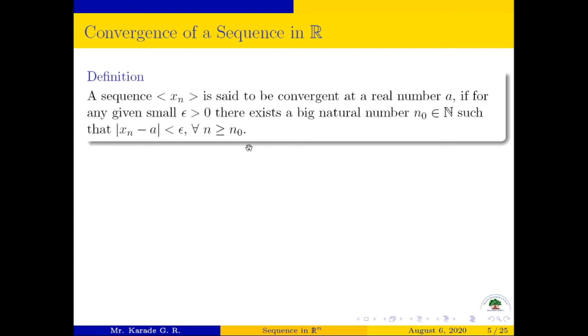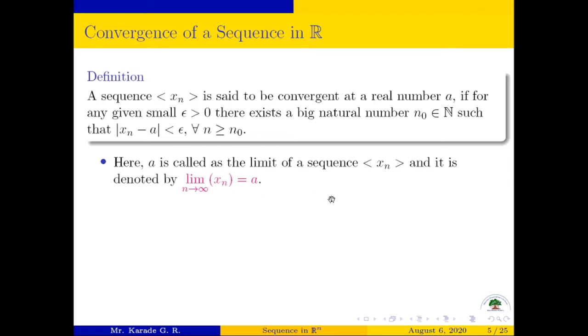The meaning of this is that sequence xn is said to converge to a if the distance between the terms of the sequence and the real number a becomes smaller and smaller when n becomes larger and larger. Here a is called the limit of the sequence xn, and it is denoted by limit of xn is a as n tends to infinity. We can also say that the terms of sequence xn approach a when n becomes larger and larger. So sequence xn converges to a if and only if the distance between the terms of the sequence and the real number a becomes smaller and smaller.